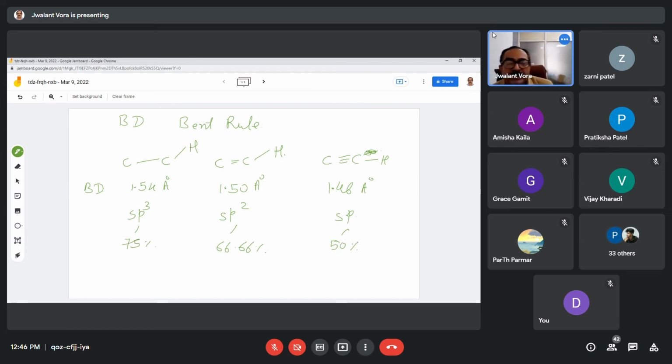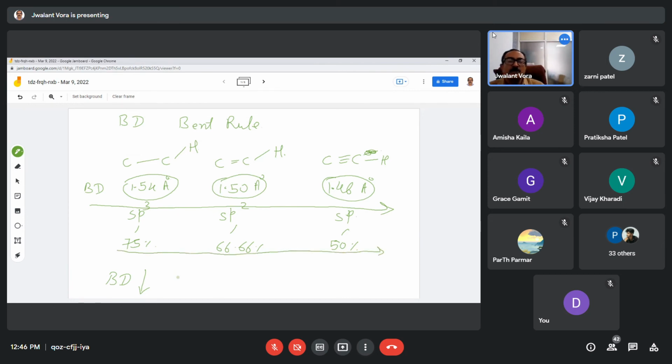Now we develop the correlation between bond distance and p character value. 1.54, 1.50, 1.46. So bond distance decreases going from left to right. What about the p character? 75%, 66.66%, 50%. So p character value also decreases. It is directly proportional. Or if we go from right to left, 1.46, 1.50, 1.54, bond distance increases. What about the p character? 50%, 66.66%, 75%. So p character value also increases. So bond distance and p character value both are directly proportional to each other.